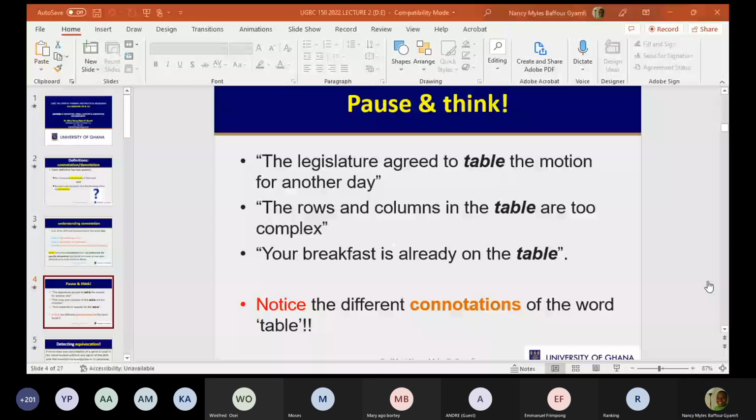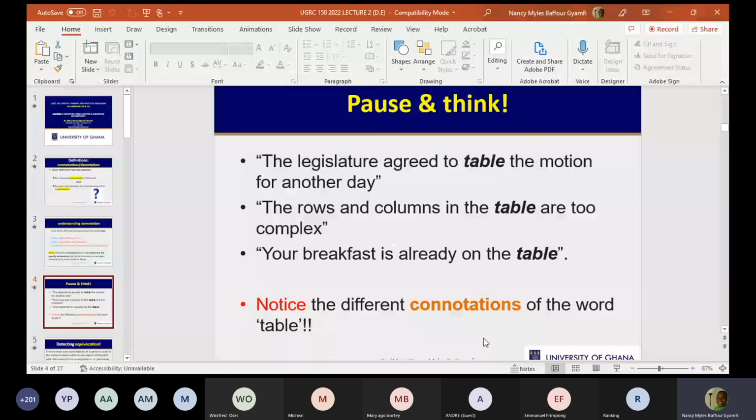For the first sentence, it means the legislature agreed to put the motion up. So when we say table there, it means I will put it up for discussion at the next meeting. We are adjourning, but I'll put it up. The legislature agreed, the MPs agreed to table the motion for another day. They agreed to bring it up for discussion another day.